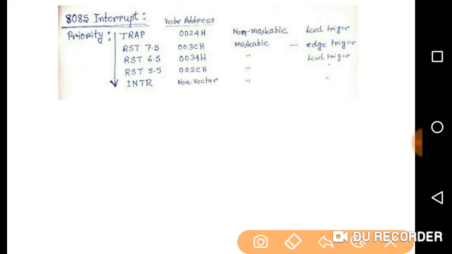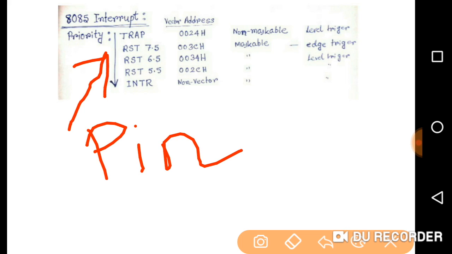So just say a little bit what is interrupt. Interrupt means when the external devices want to interrupt the programming sequence of microprocessor, then they send a signal through these pins. If you see the architecture of 8085 microprocessor, you can watch these interrupt pins are available in 8085 microprocessor.